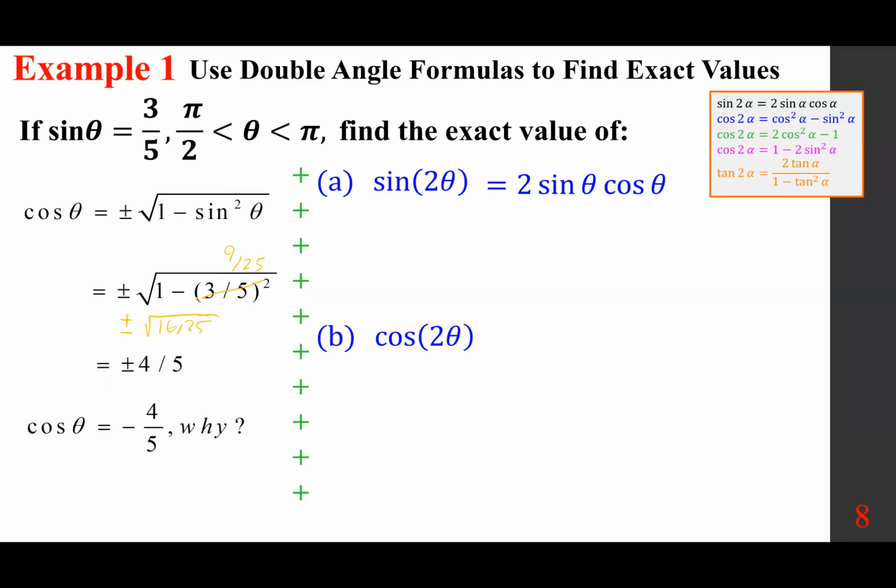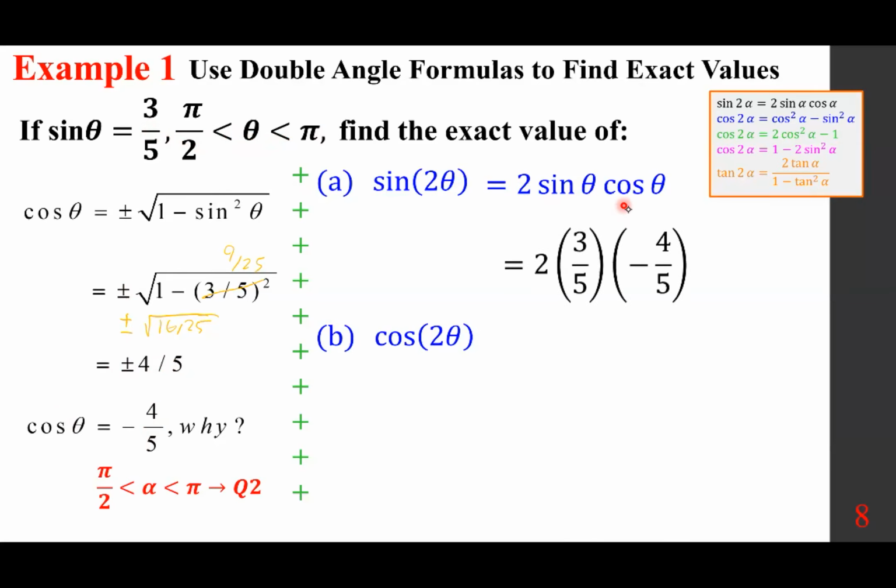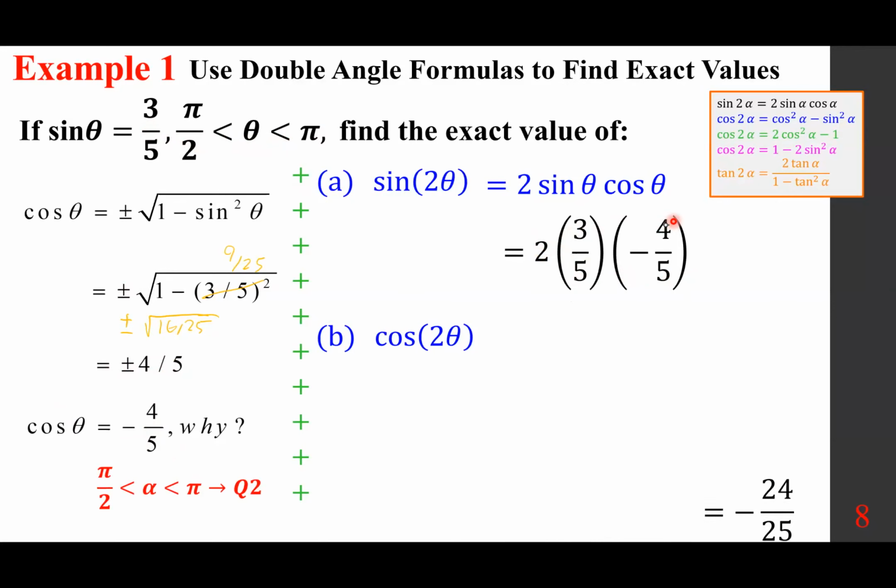Why is that? Second quadrant. Second quadrant, cosine is negative. So there are two choices. Why are we choosing negative? Quadrant 2. So plug in. Now I have everything. 2 times sine, which is given as 3/5, times cosine that we found as negative 4/5. So that's minus, the bottom is 25, the top is 24. So negative 24 over 25.